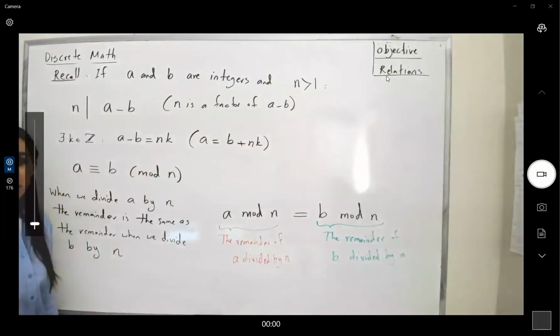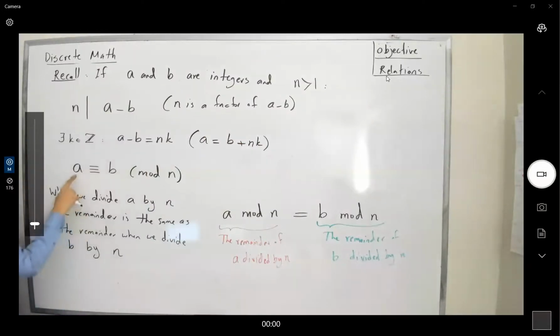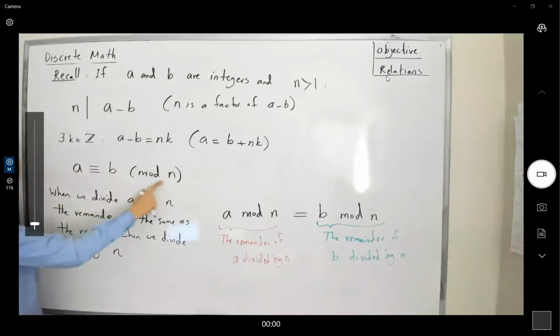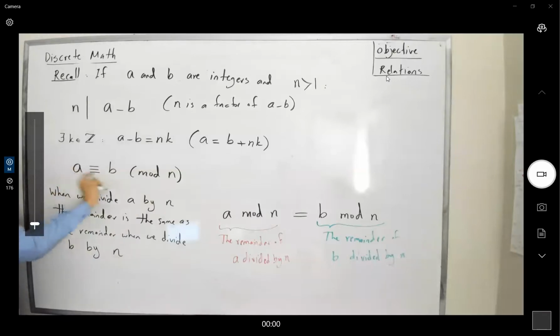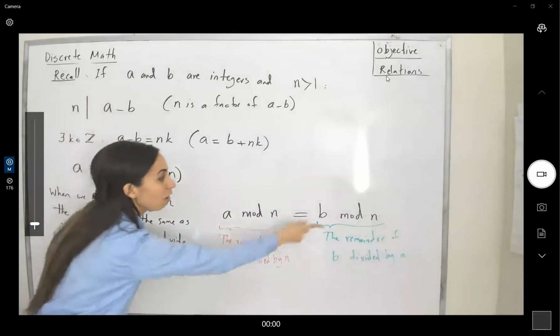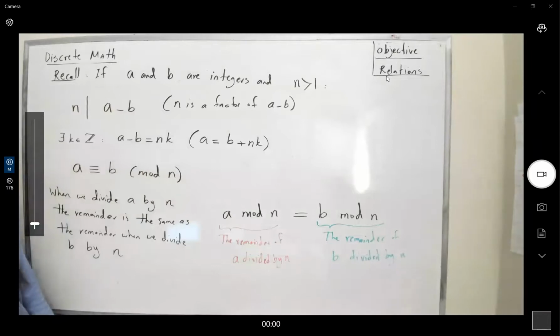Another notation that we use is a is congruent to b mod n. What's the meaning of that? It means that if we divide a by n, the remainder is equal to the remainder when we divide b by n. So these are all equivalent to each other. When we're talking about n dividing a minus b, it means that the remainders are equal to each other.